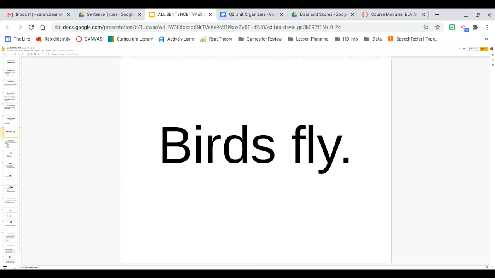What about this? Is this a complete sentence? Well, let's check it. Does it have a capital letter at the beginning? It does. The B is capitalized. Does it have punctuation at the end? It does. What's the subject or the thing doing something? Birds. What's the predicate or the action? Fly, because the birds are the ones that are flying. And does it make sense? Birds fly. It most certainly does. So this actually, while it's only 2 words, is a complete sentence. And it counts as a complete sentence. It meets all 5 criteria.